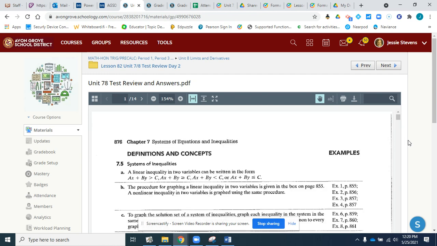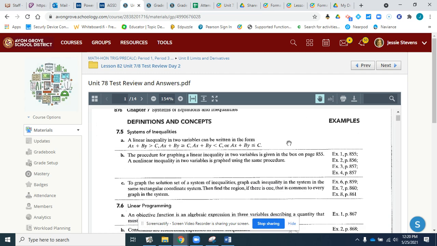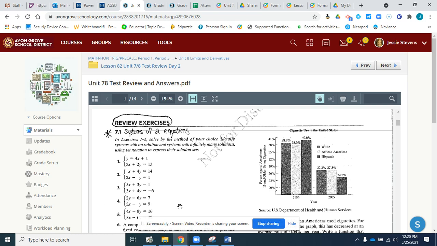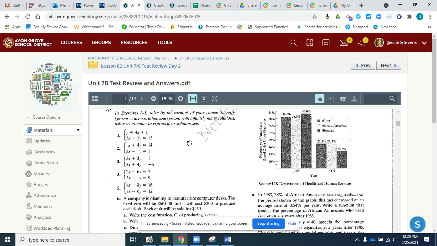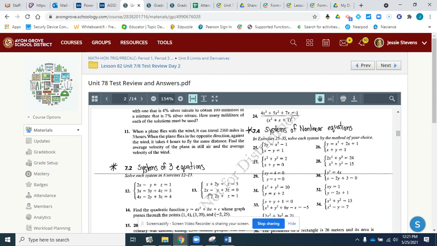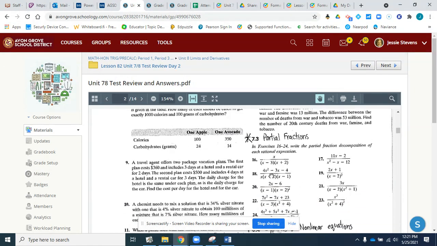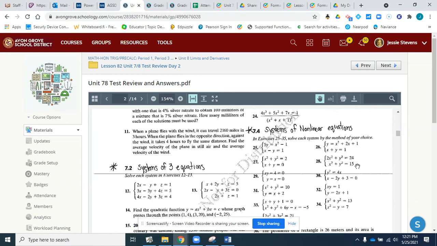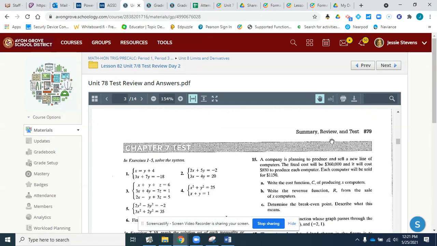I went to the book and I took out the reviews for the chapters that we did, and I marked it up for what you probably want to practice. So you'll see here systems of 2 equations and word problems. You'll see systems of 3 equations. You'll see lots of partial fractions. If that's something you need to practice a bunch, pick a bunch of those and do them until the process seems easy. Systems of nonlinear equations.